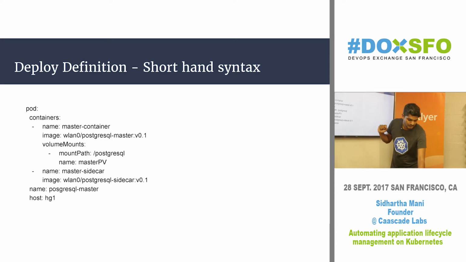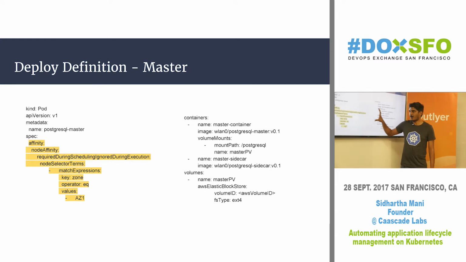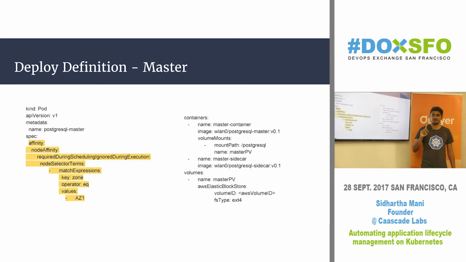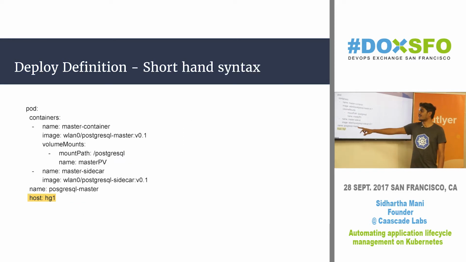So let me go into, for example, this portion of the original definition. All it does is just one function, which is to say that the pod runs in a host that has zone set to availability zone 1. That's all it says. And this is really complicated looking. And in the shorthand syntax, it's just that. You just choose the abstract host that you want to run this on.